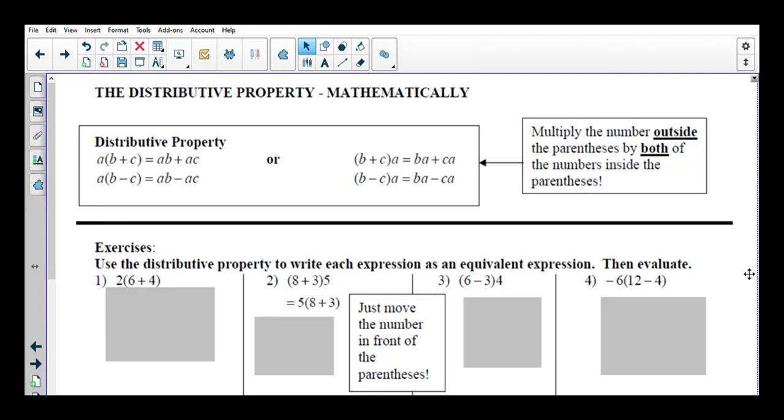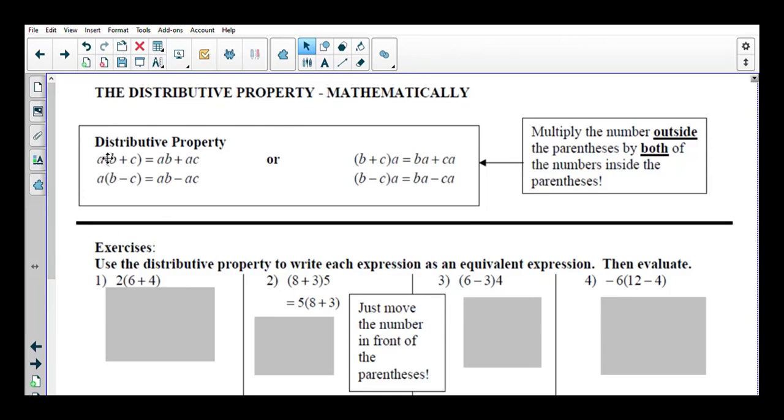So that's why I'm showing you a specific way here, and I do ask that you write it down this way for now, because for the most part, your questions from here on out are going to involve variables, and you won't have any shortcuts. Now, the box up here just does show you, using variables, what the distributive property looks like.